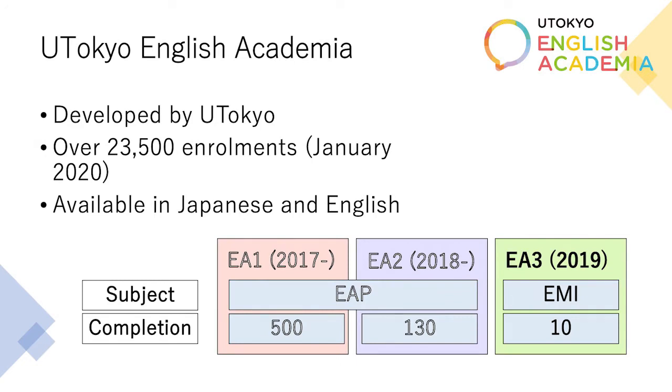The MOOC is called UTokyo English Academia, which I shall call EA. EA has over 23,500 enrollments so far, and it's available in Japanese and English. We first launched EA1 in 2017 and then EA2 in 2018. They are both courses on English for academic purposes. EA1 has been completed by 500 learners and EA2 has been completed by 130 learners.